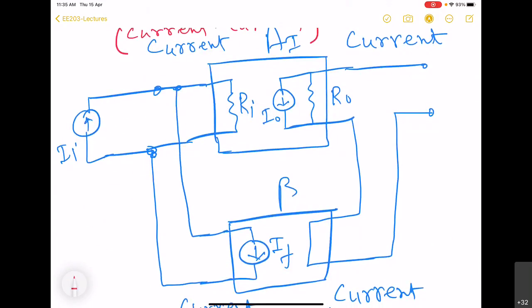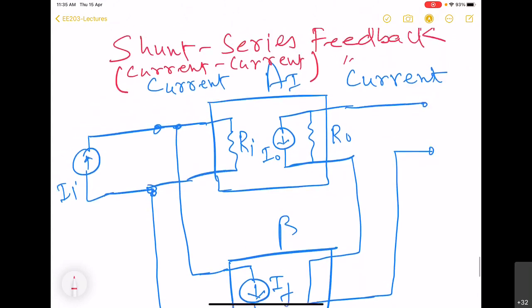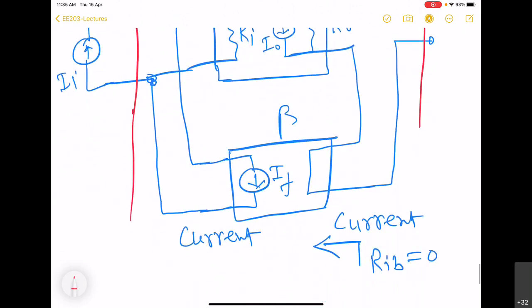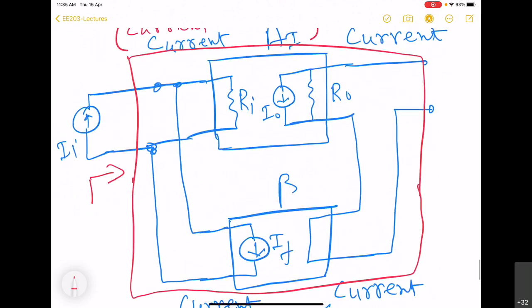So here we have a scenario which is exactly the reverse of what we considered some time back. For this case, we want to know what will be the new overall input impedance. So we now want to treat this big circuit as a single block, and then we want to know what is RIF and what is ROF.